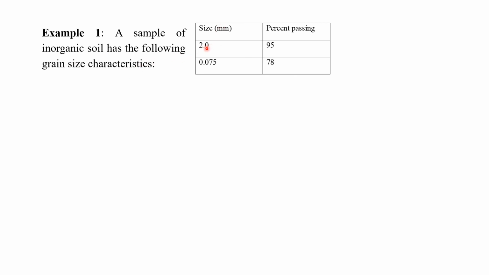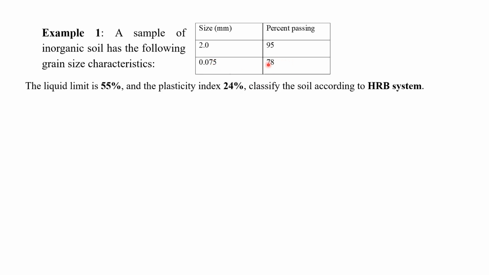Size is given as 2 mm, 95% passing, and 75 micron sieve, how much is passing? 78% passing. We have seen in the main categories: 35%, more than 35% passing and less than 35% passing, that we have seen in the HRB table, right, 35% criteria and passing through the 75 micron sieve. So we shall use this value, 75 micron sieve, 78% passing.